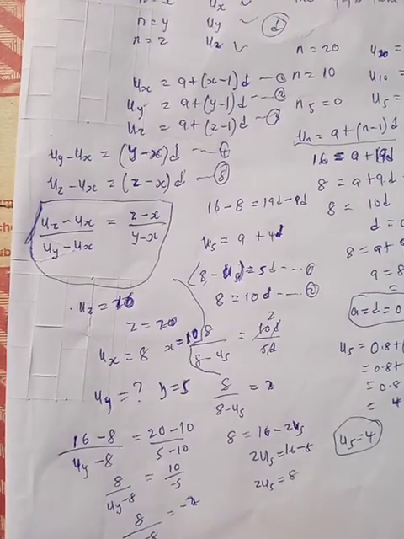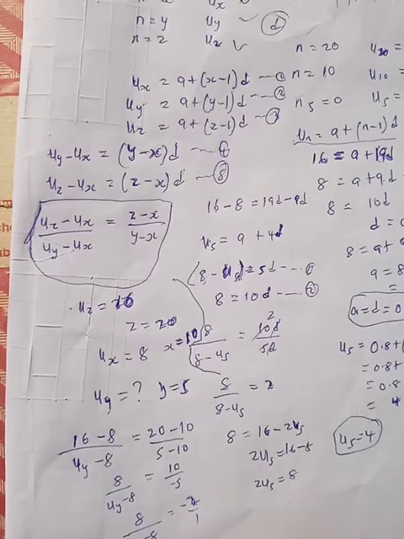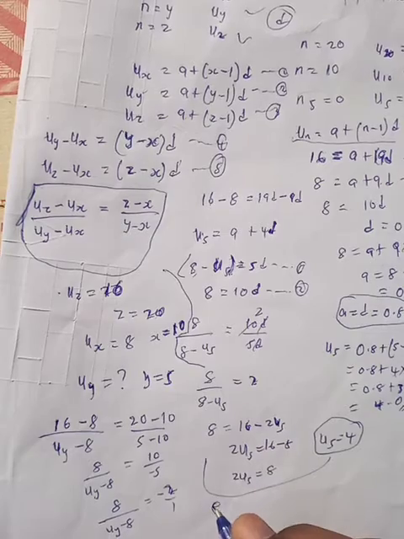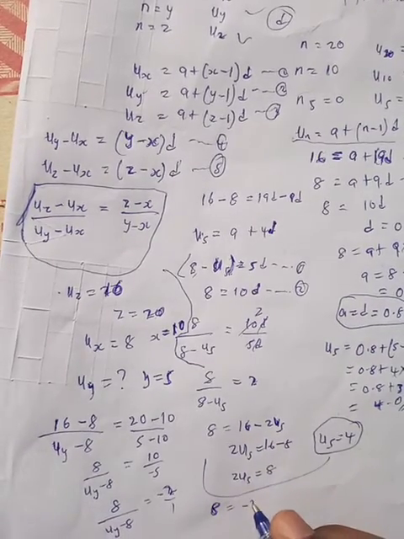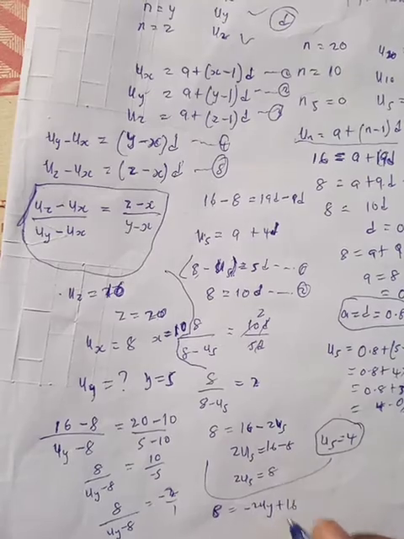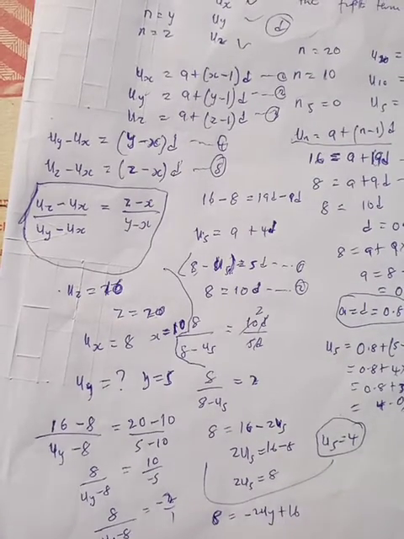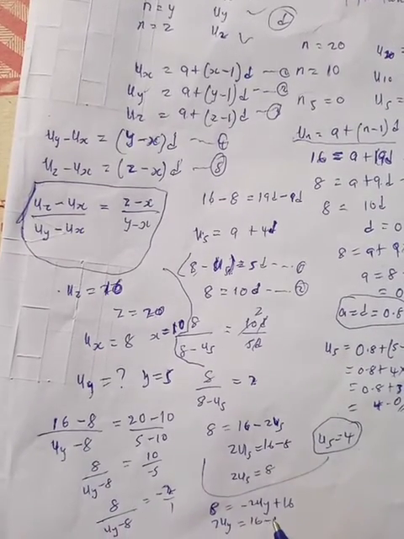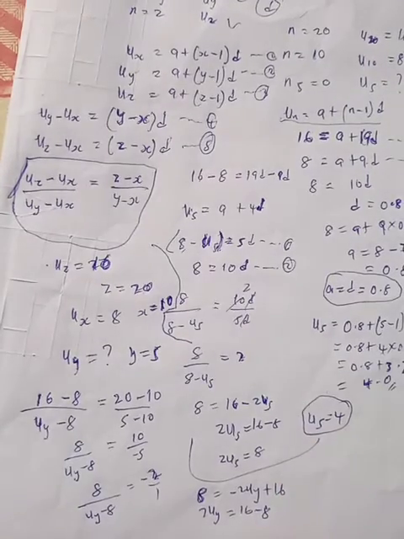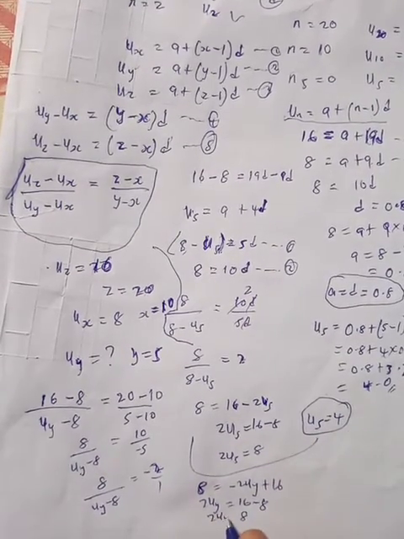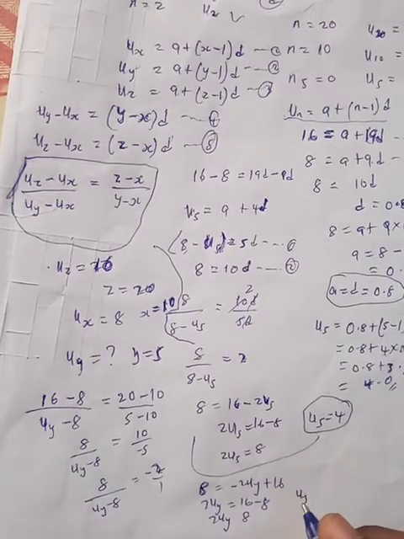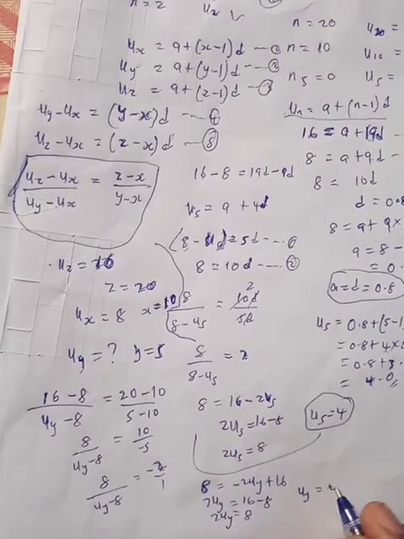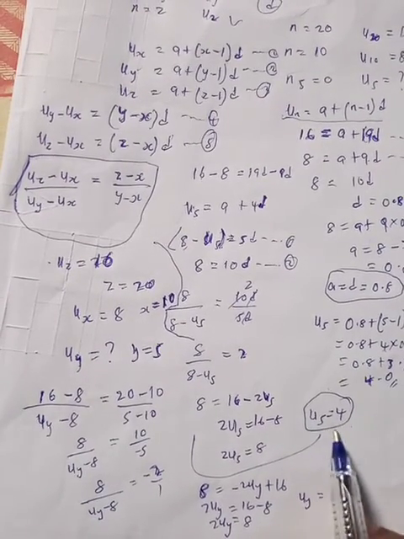Then we'll cross multiply. This will be over 1. When we cross multiply, we will get 8 is equal to minus 2uy plus 16. So we take this 2uy across here: 2uy is equal to 16 minus 8. 16 minus 8, of course, is 8. 2uy will be equal to 8, which shows that uy will be equal to 4, which is the answer we got as u5 here.